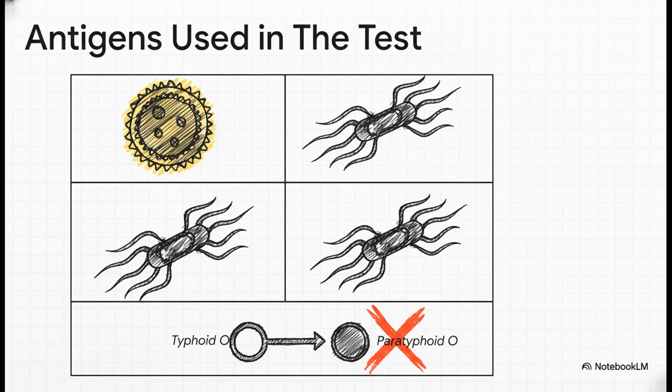Now here's a really important note. We don't use the Paratyphi O antigens. Why? Because they cross-react with the typhoid O antigen, and that would just make the results a confusing mess.